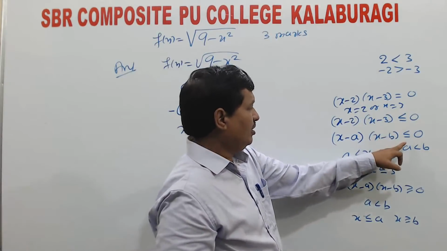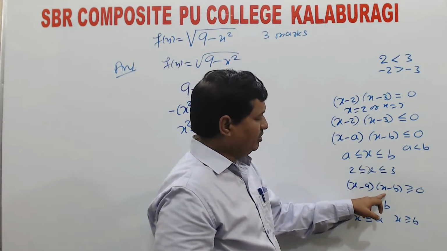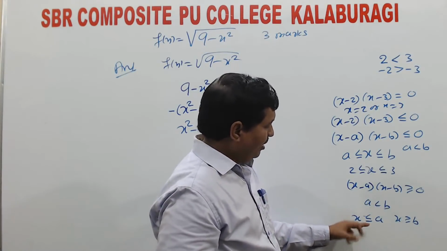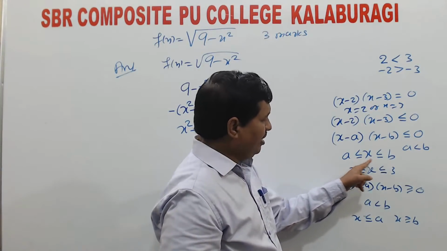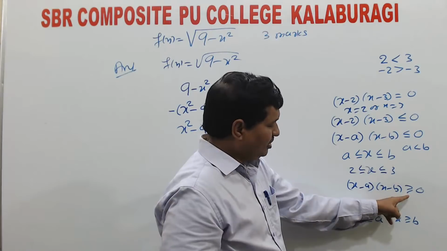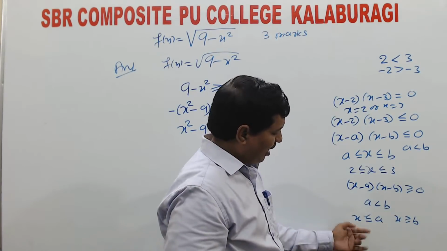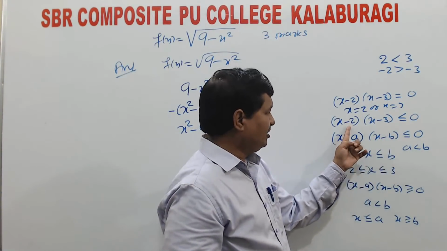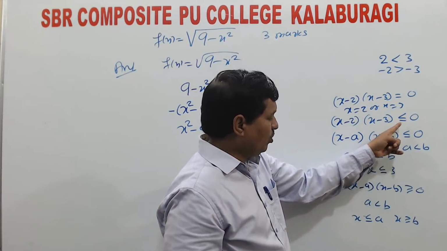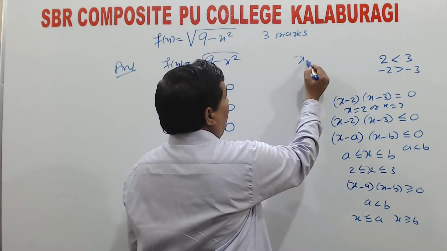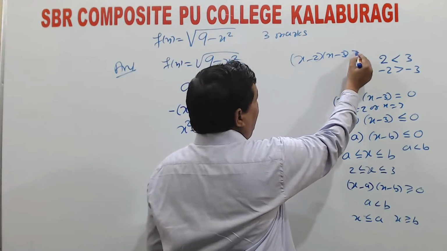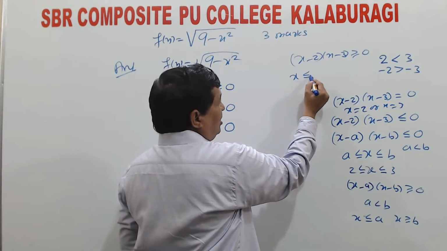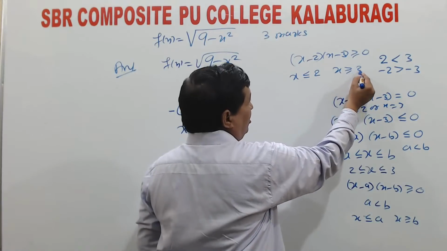If x minus a into x minus b is greater than 0, here x lies between greater than a and less than b. If this condition is greater than or equal to 0, x is either less than 2 or more than 3. If it is less than or equal to 0, x lies between 2 to 3. Now x minus 2 into x minus 3, for what value of x is its product greater than or equal to 0? Either x is less than or equal to 2 or x is greater than or equal to 3.